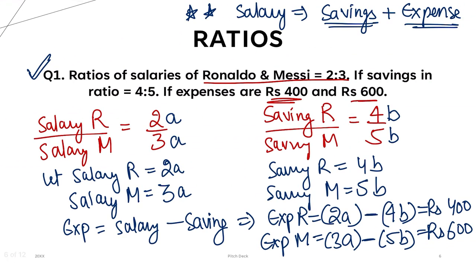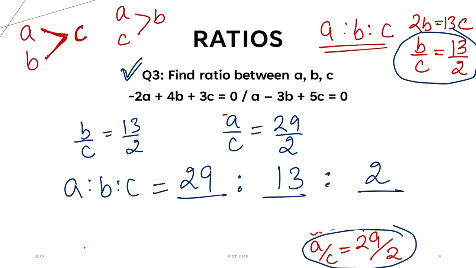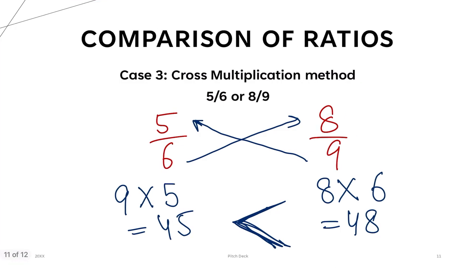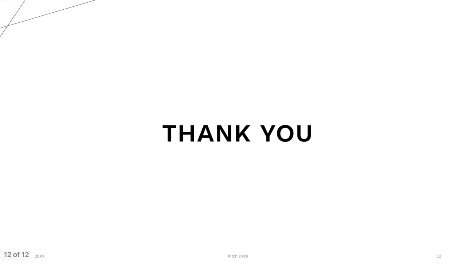Next, we have question number 1, 2 and 3 for your conceptual knowledge. And then we did the comparison of ratios, 3 cases. First case was making the numerator same. Second case was making the denominator same. There was a difference, so just go back and recap. When the numerator was the same, higher denominator meant lower ratio. But in case 2, when the numerator is higher, the ratio was also higher. Then we have the cross multiplication method, and that completes our ratios conceptual video.